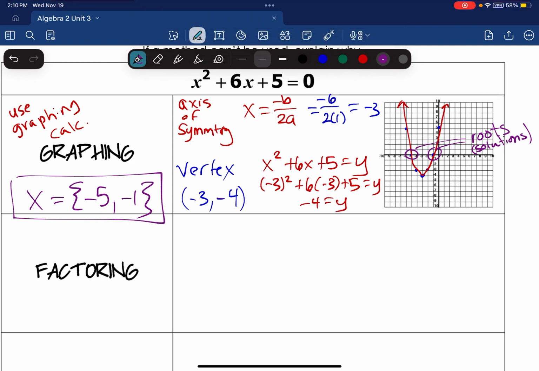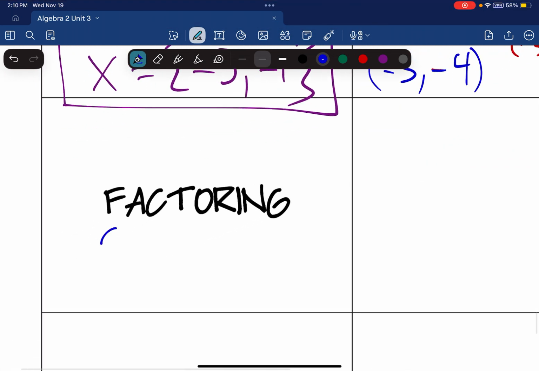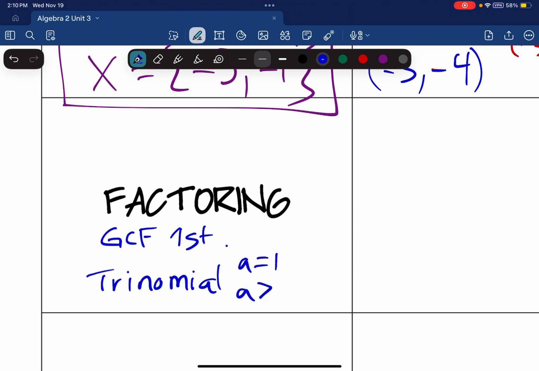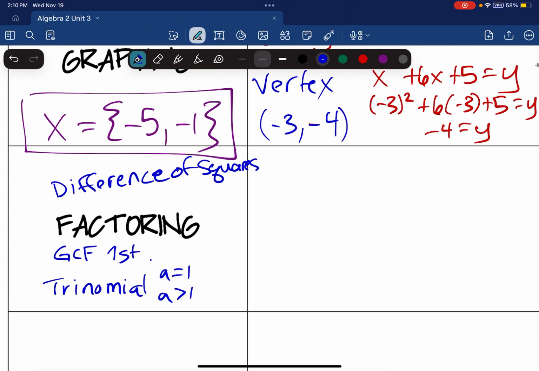After we did by graphing, we then talked about by factoring. By factoring, you would take out a greatest common factor first always. Then, if it was a trinomial, we had whether it was a equals 1 or a is greater than 1, and then we learned to factor by the difference of squares. So all of these factoring techniques depend on what our equation looks like.